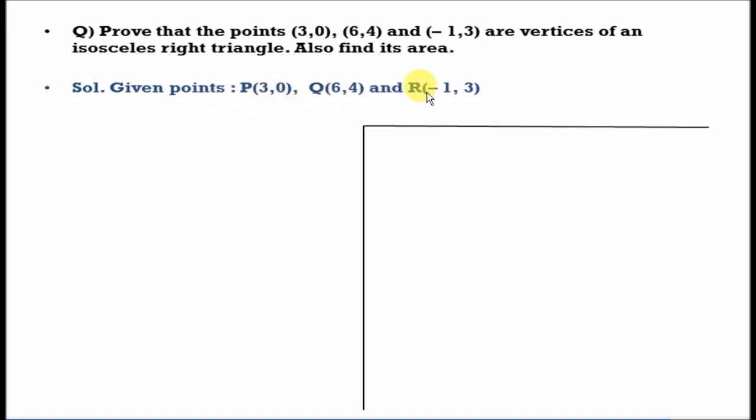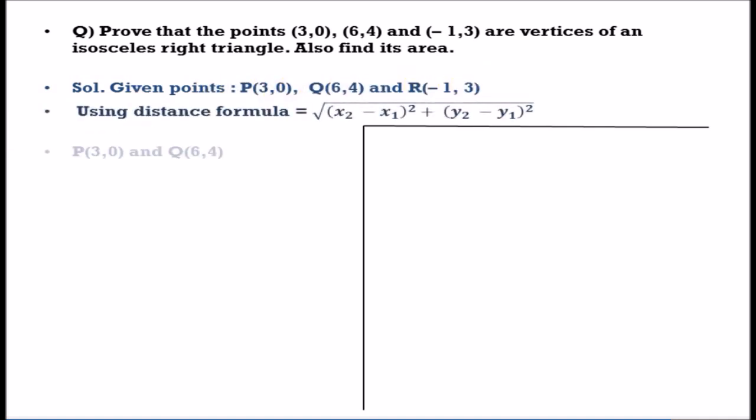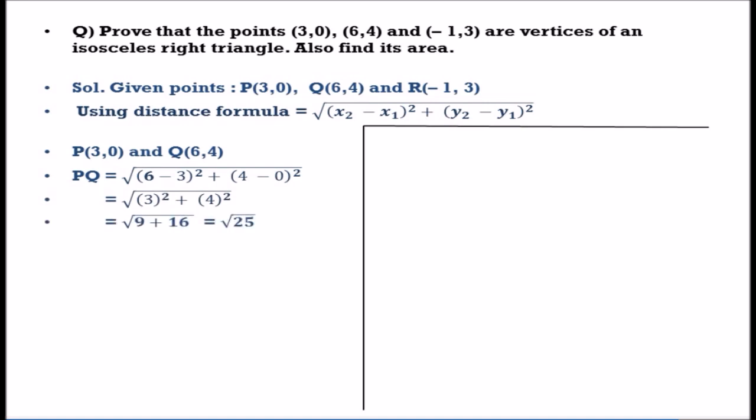Now the given points, let's name them for a change, P, Q and R. So let's use the distance formula. Firstly, we'll find the distance between P and Q, (3, 0) and (6, 4). So PQ will be the square root of (6 minus 3) whole square plus (4 minus 0) whole square. 6 minus 3 is 3 square plus 4 minus 0 is 4 square. 3 3s are 9, 4 4s are 16. So under root 25. It can be written as 5 into 5. So PQ is 5 units.